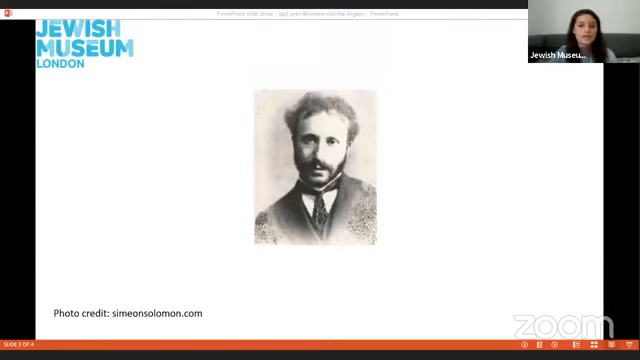Simeon Solomon was born in London in 1840 into a wealthy Jewish business family. Two of his older siblings had artistic careers. His brother, Abraham, was a prolific history and genre painter, while his sister, Rebecca, exhibited at the Royal Academy and the Dudley Gallery. In this artistic setting, Simeon Solomon was regarded as a child prodigy, not only by his family, but in the wider Pre-Raphaelite circle to which his brother belonged.